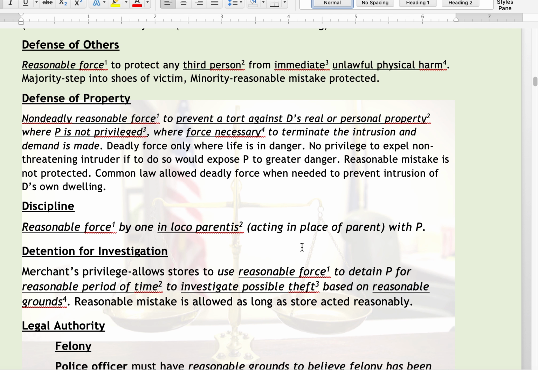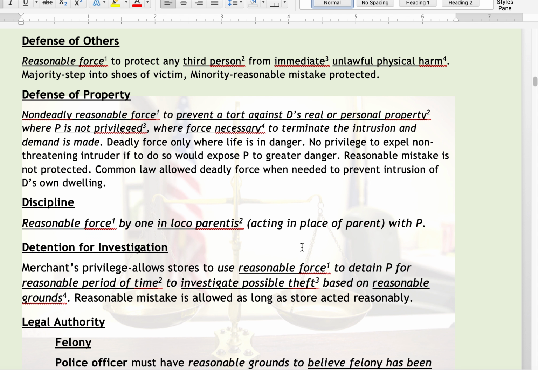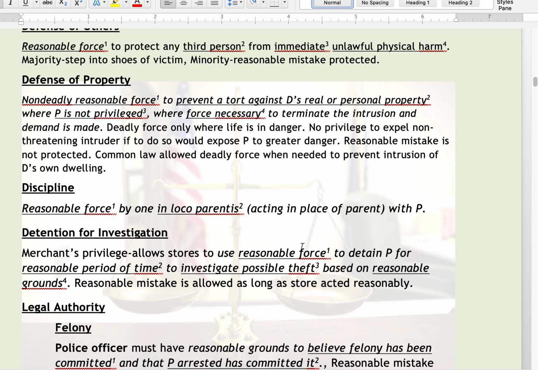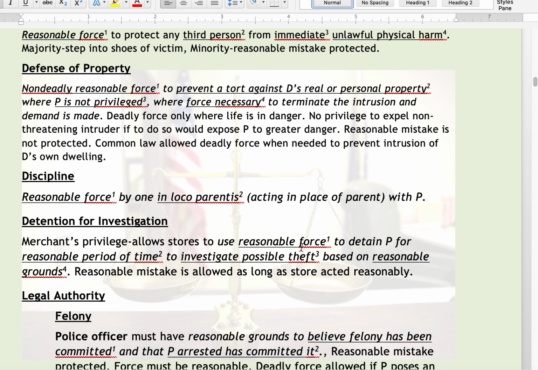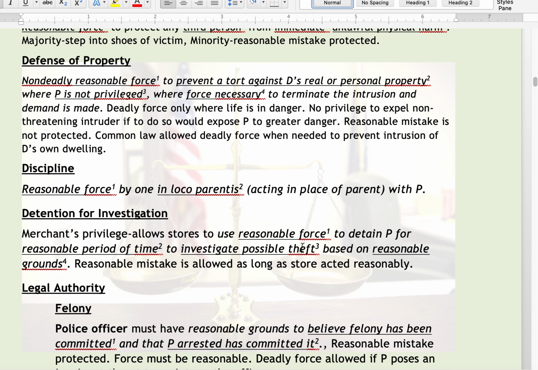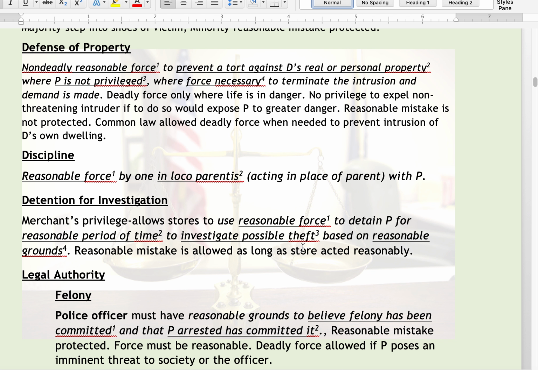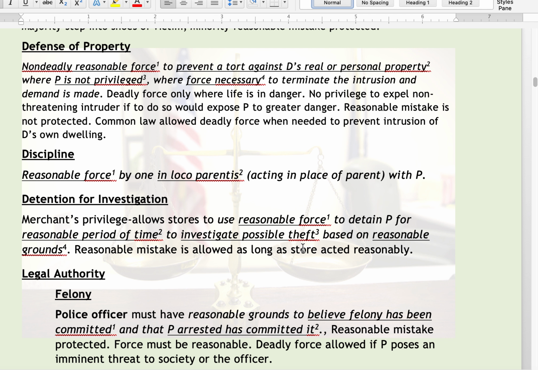Reasonable defense of others. Reasonable force to protect any third person from immediate unlawful physical harm. Majority: step in the shoes of the victim. Minority: reasonable mistake protected. Defense of property. Non-deadly reasonable force to prevent a tort against defendant's real or personal property, where plaintiff is not privileged, where force is necessary to terminate the intrusion and demand is made.